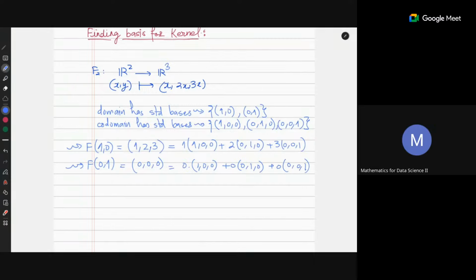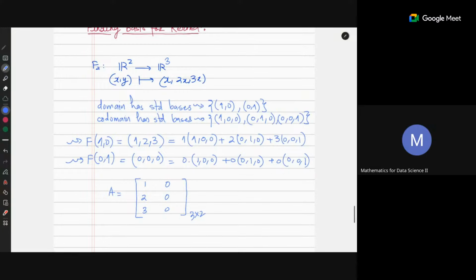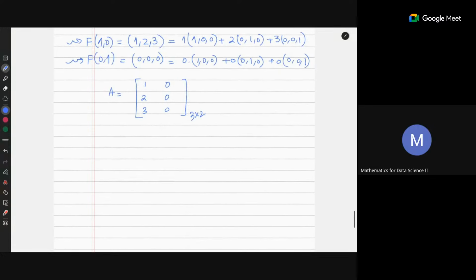All right. Now, what is the matrix? So column 1, 2, 3 and 0, 0, 0. Right. Good. So it is a 3 cross 2 matrix. Right. Now, we need to find out the kernel of this. It is same as finding out the null space of this matrix. Okay. So how to find out null space of this matrix? What we need to do? RREF form will do.